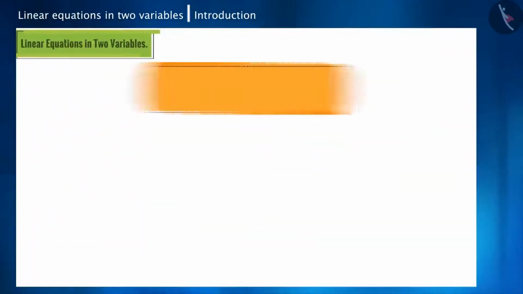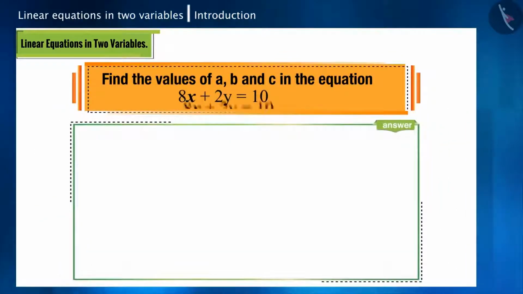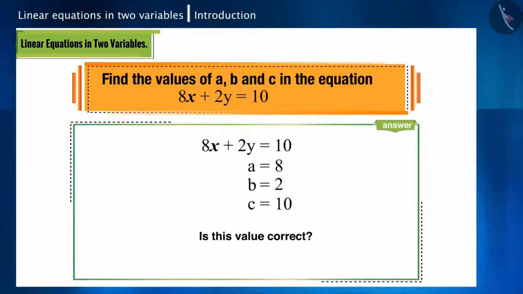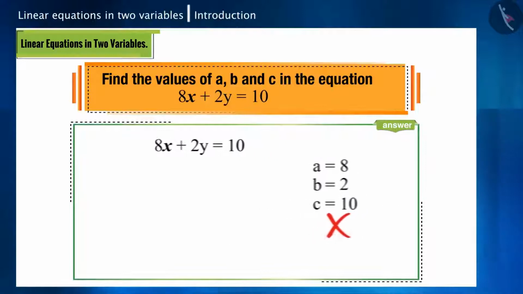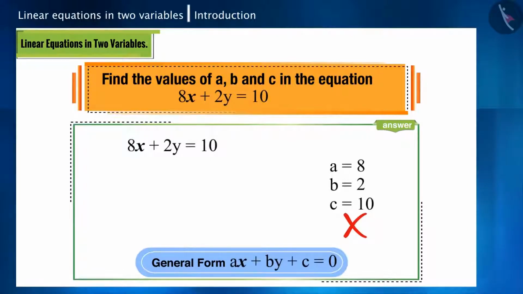Now, let's take another question. Find the values of a, b and c in the equation 8x plus 2y is equal to 10. Here, a is equal to 8, b is equal to 2 and c is equal to 10. Is this value correct? No. Because first we will have to check whether this equation is in general form or not. So, first we will write it in this form. So, this will become 8x plus 2y minus 10 is equal to 0.